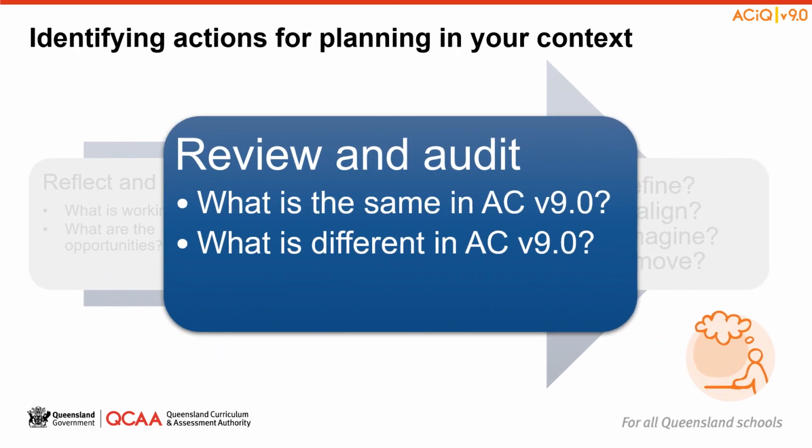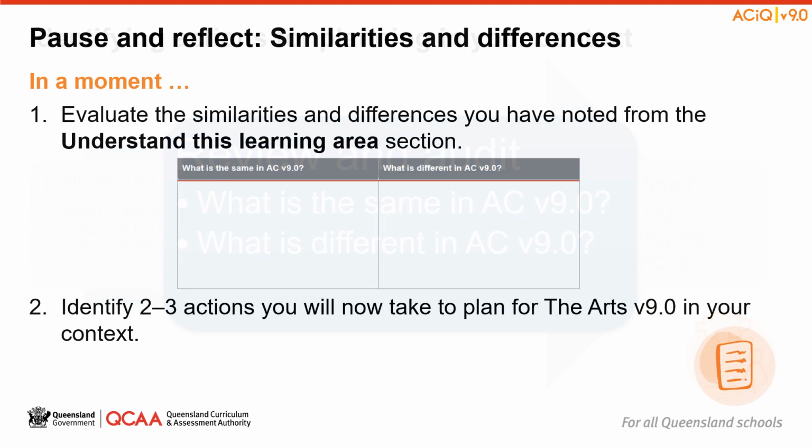To finish this session, let's revisit the task we set ourselves as we began exploring the Understand This Learning Area section. What have you learnt in this first session about what is the same and what is different in the arts version 9? Consider how the changes will inform your planning by reviewing the similarities and differences you have noted throughout the session. What actions will you take to help prepare your plans for version 9?